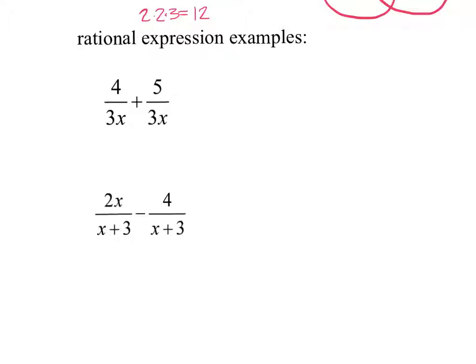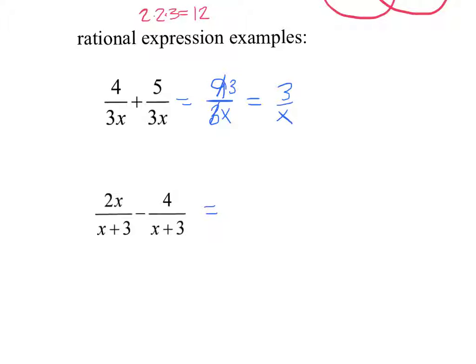Now you could be lucky enough that they are already the same denominator, so then all you have to do is add the tops. 4 plus 5 is 9, so it'd be 9 over 3x, and then you have to always look and see if you can reduce. 3 goes into 3 once, 3 goes into 9 3 times, so you get 3 over x.